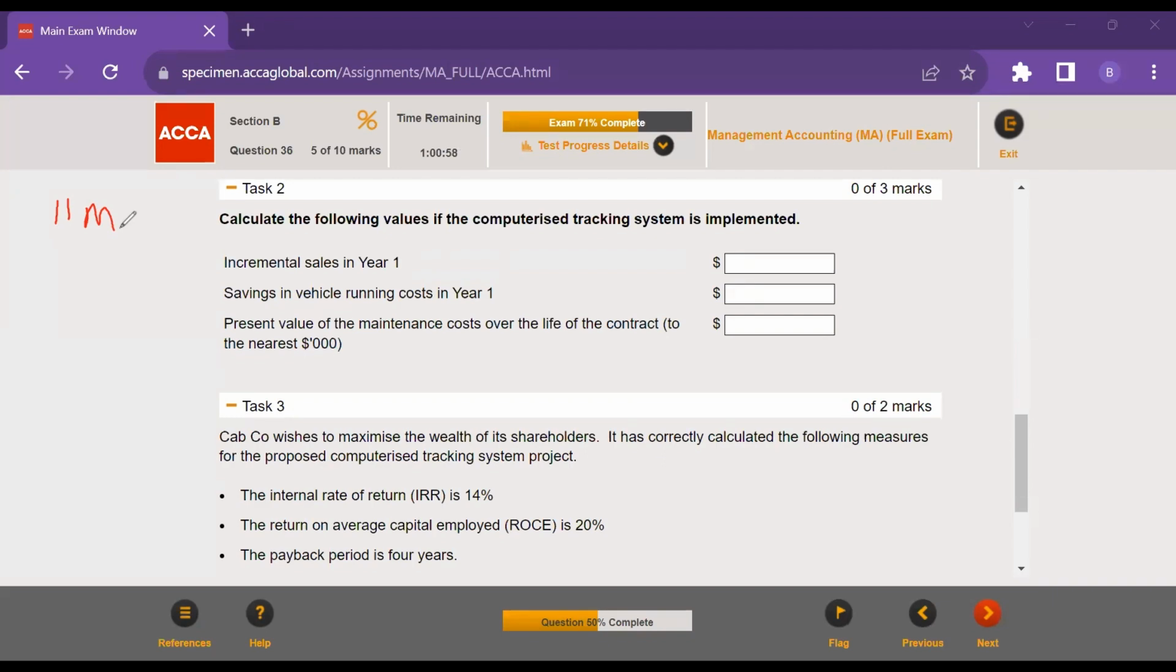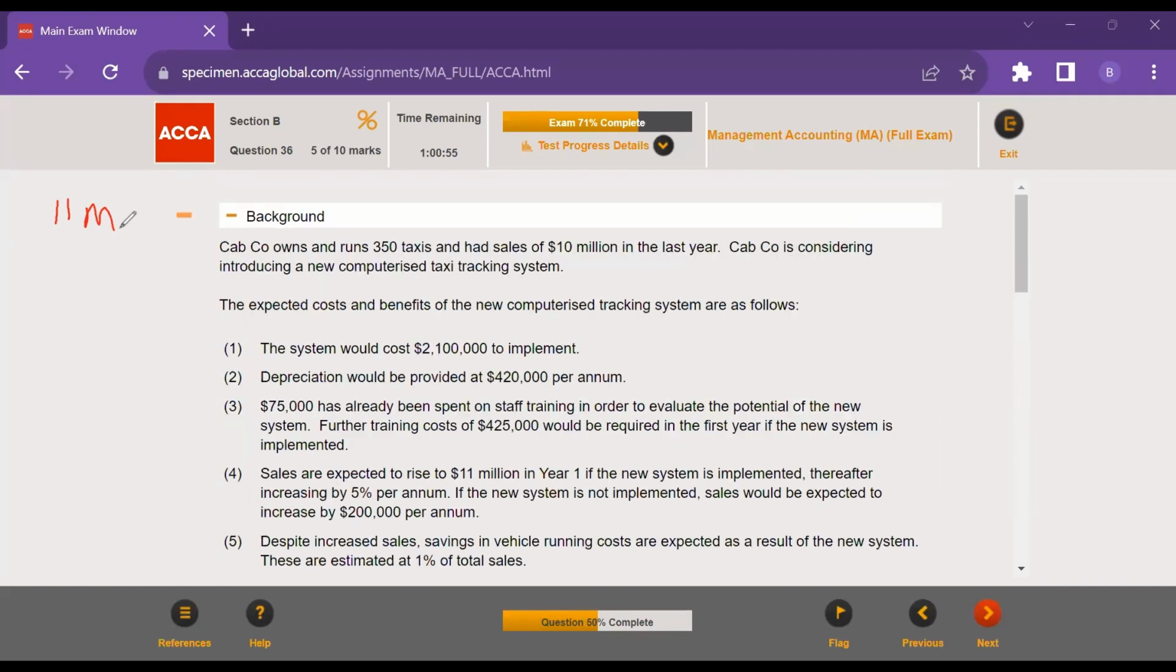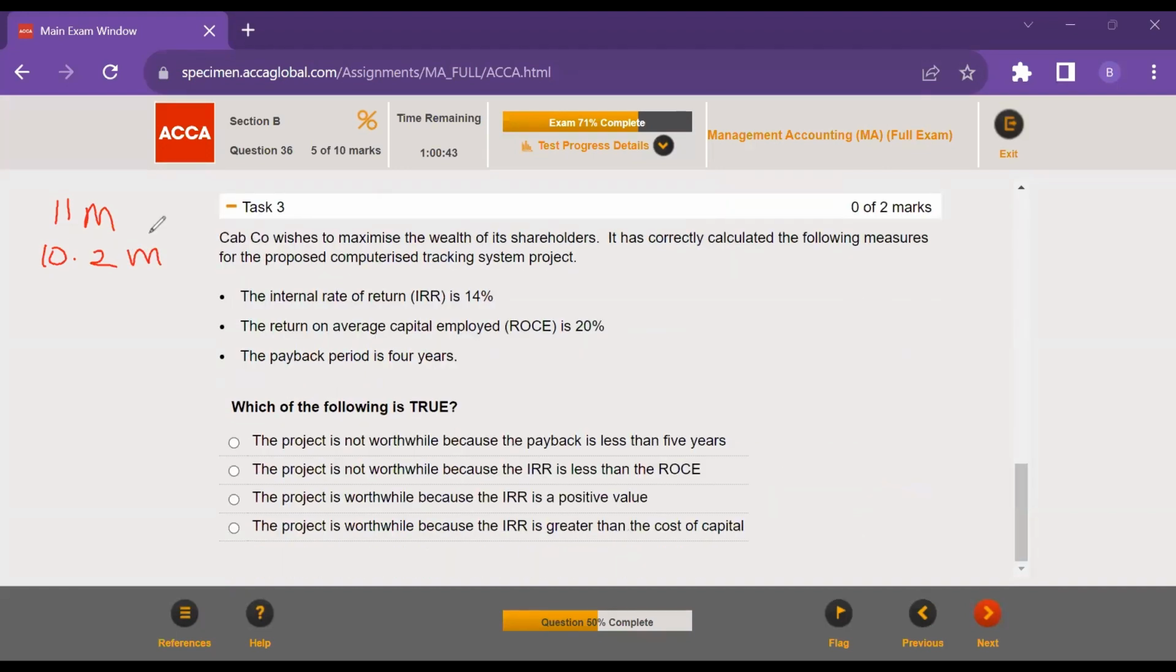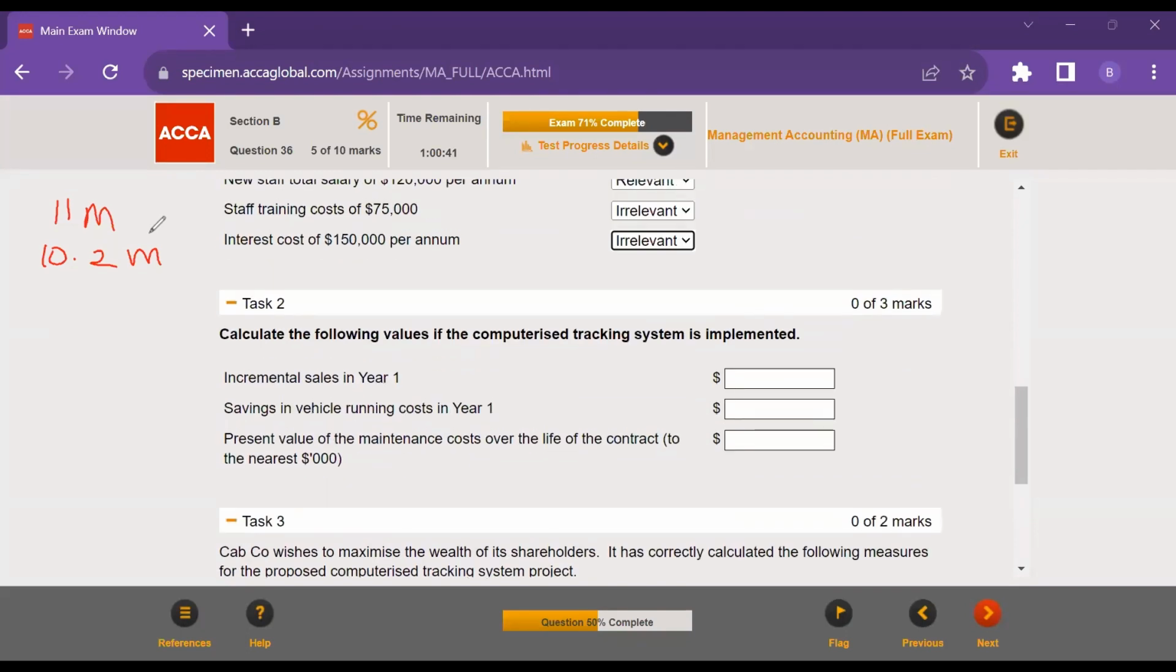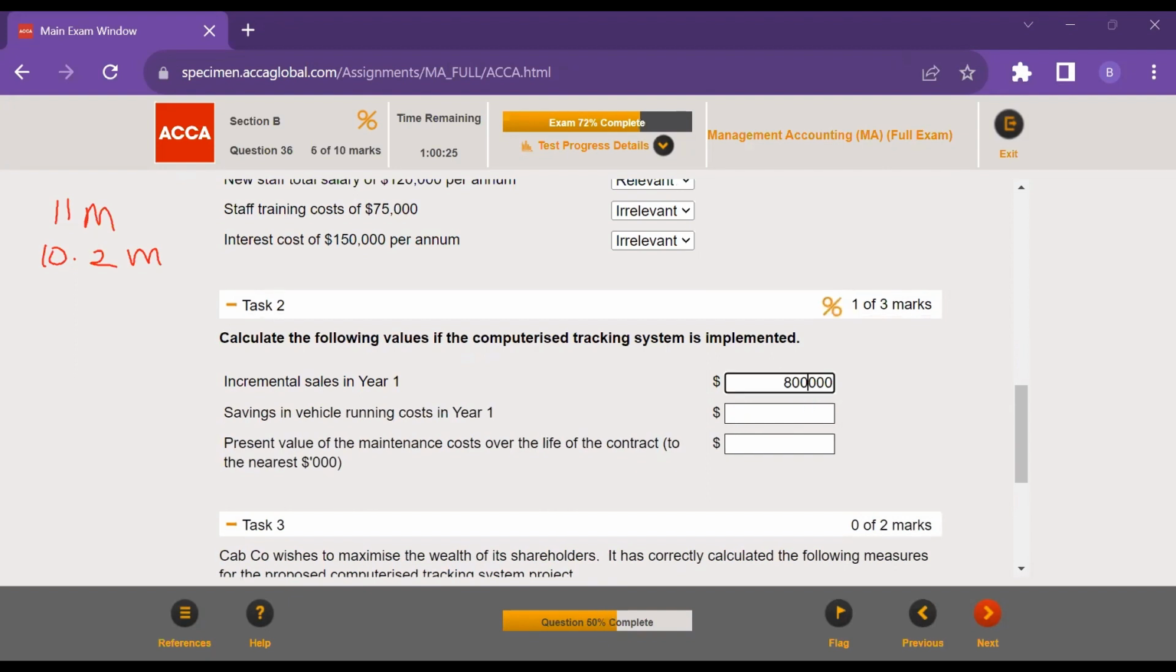So currently I can see that my sales are 10 million and 200,000 will be added if we are not implementing. So 10.2 million will become the sales if we are not implementing this system. So incremental will be nothing but the difference between the two, 11 million and 10.2 million, which will give you your answer as $800,000. So I will just enter this over here, 800,000. There have to be no spaces in between this.